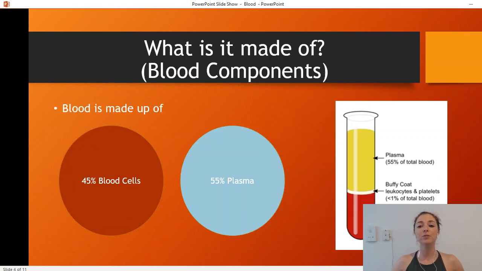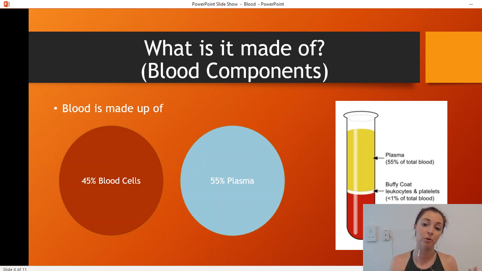Okay, so what is blood actually made of? If we went to the doctor and she took a syringe of blood, put it into a test tube, by the end of the appointment, when you're getting up to leave, you'll see that the blood has already separated pretty much. The bottom part is 45% blood cells on the bottom of the test tube, which you can see here. And the top part is 55% plasma. So you probably presume that the blood comes out in the syringe, you put it into the test tube, and it's 100% blood. It's not.